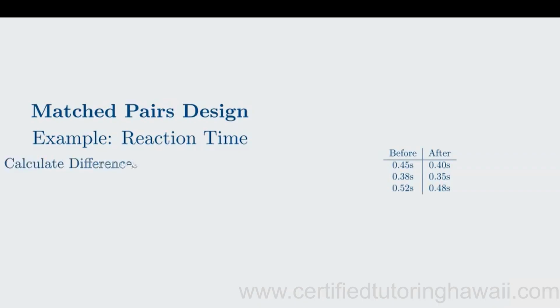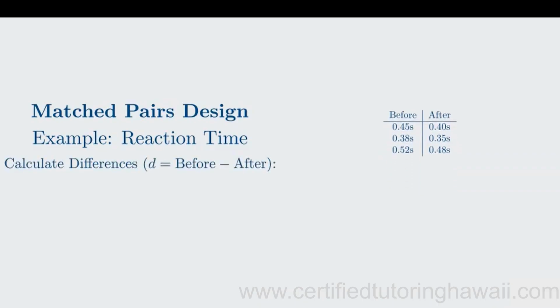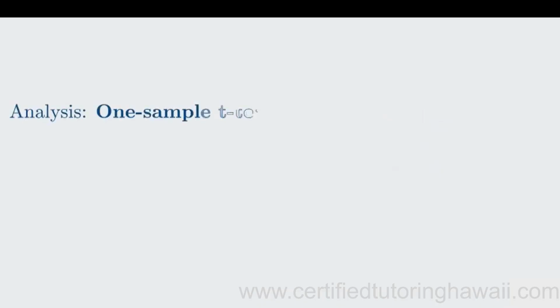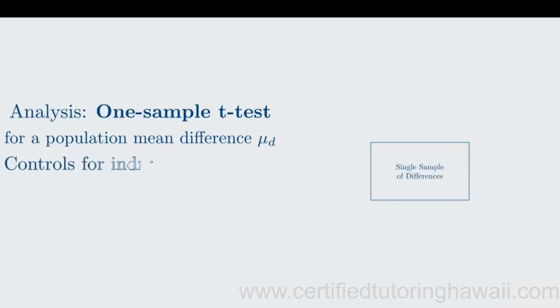We don't actually analyze the two groups separately. Instead, we calculate the difference for each pair. Once we have these differences, we treat them as one single sample of data. The appropriate analysis here is a one-sample t-test for the population mean difference. Even though it involves two sets of measurements, the pairing collapses the data into one list of differences, allowing us to use the same t-test machinery we use for a single mean. It's a very powerful way to control for individual variation.